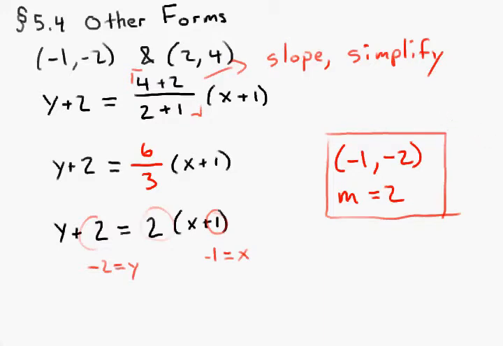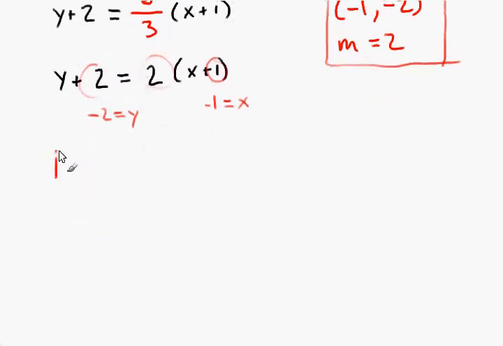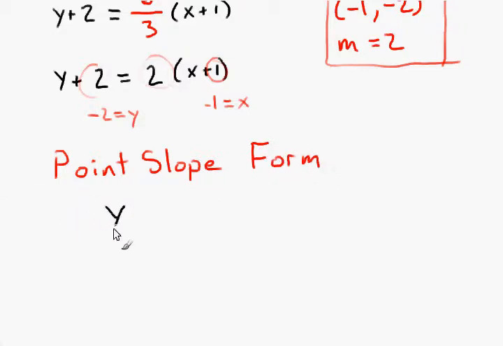And this is indeed the point-slope form of a line. And in general, it looks like this: y minus y1 is equal to m times the quantity x minus x1.